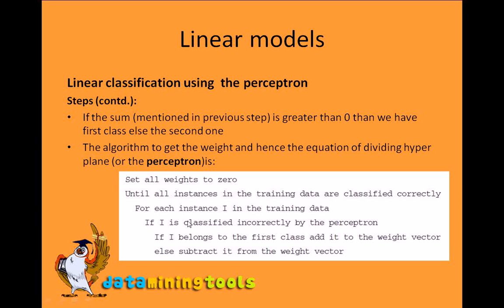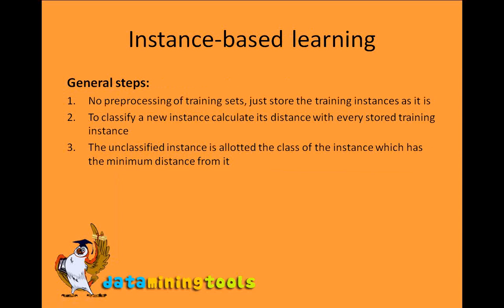And suppose I belongs to the first class and it's classified incorrectly, then we add it to the weight. Otherwise, we subtract it from the weight, and we do this for each instance I in the training set, and all of these steps are repeated until all the instances in the training set are classified correctly. So this is how we deal with numerical prediction and numerical classification.